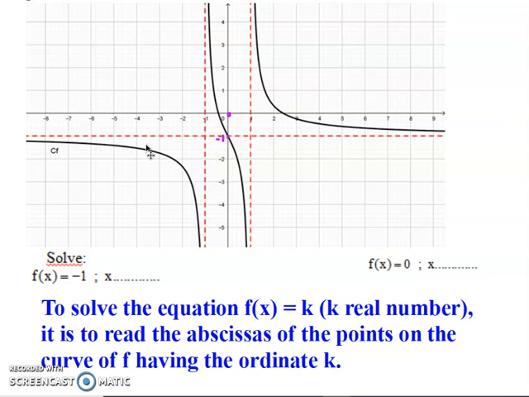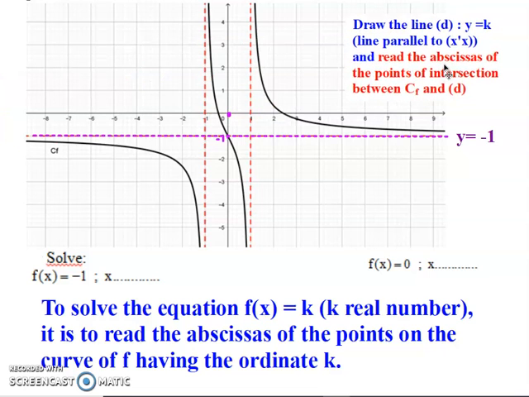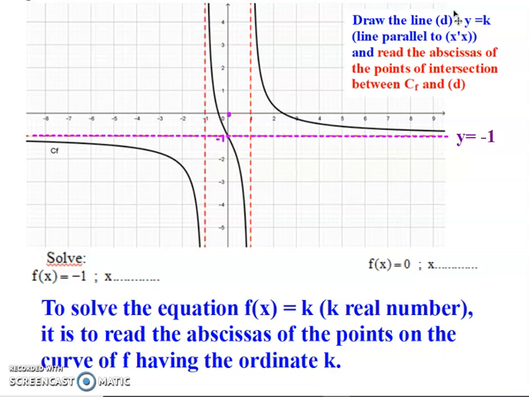Or we can say we want to plot the line y equal -1, which is here. This is the line y equal -1. And we read the abscissas of the point of intersection between the line and the curve. Remember that y equal -1 is a line parallel to the x-axis. So we plot the line y equal k, which is a line parallel to the x-axis, and we read the abscissas of the point of intersection between the curve and the line. In the first case, it's 0. X is 0 is the solution.